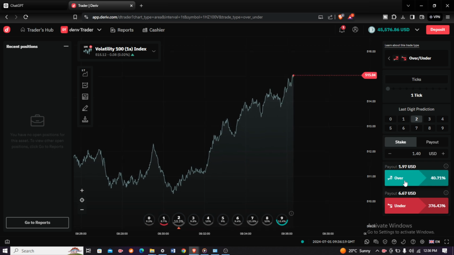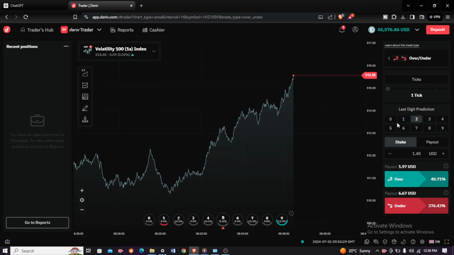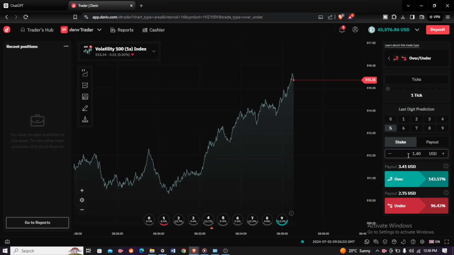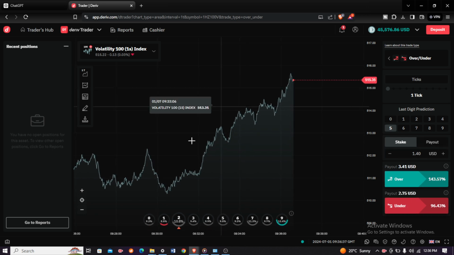6, 4. Oh, remember, before you place, make sure all these settings are correct. Make sure the tick is set at 1. The last digit prediction is changed. You see, I had not changed my last digit prediction. Come and make sure that it is at 5. Make sure you have set your stake, make sure it is over and make sure it is under, like that. And then now we come and analyze.